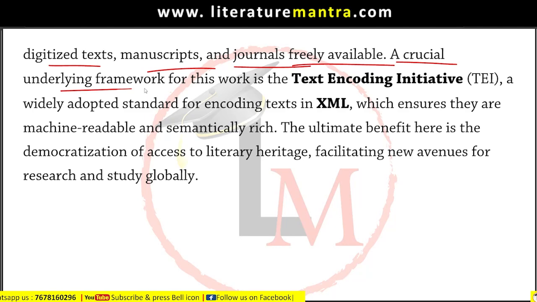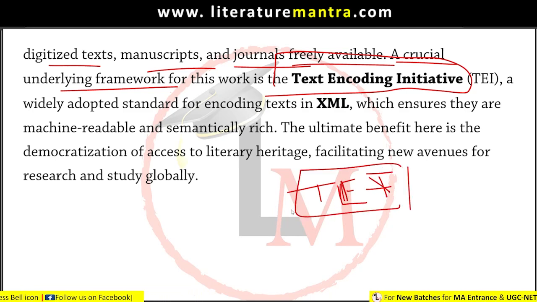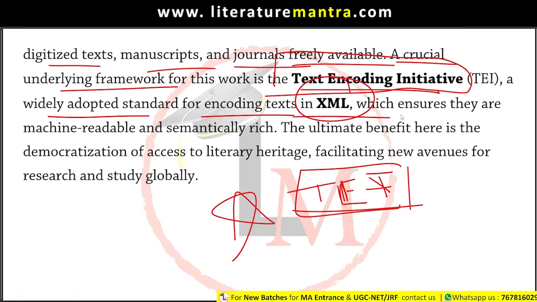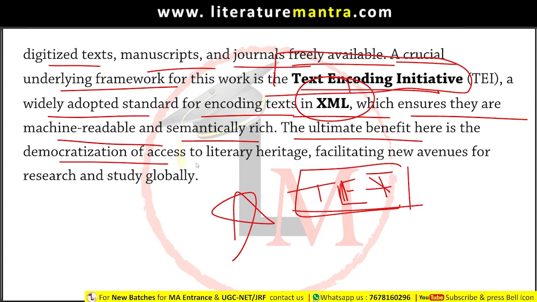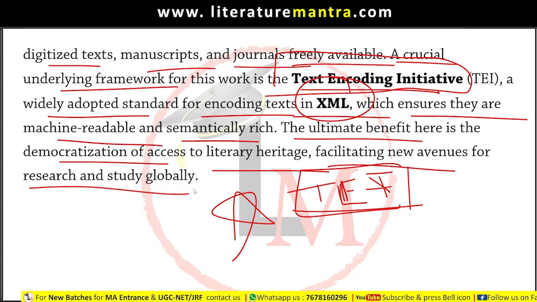A crucial underlying framework for this work is the Text Encoding Initiative. Now this is also important. ठीक है? जब आप डिजिटल ह्यूमैनिटीज पढ़ना तो इसको तो आप ढंग से पढ़ ही लेना. TEI कहते हैं. ठीक है? Text Encoding Initiative, a widely adopted standard for encoding texts in XML. XML क्या होता है? ये नीचे आप लिख के बताओ. Which ensures they are machine readable and semantically rich. The ultimate benefit here is the democratization of access to literary heritage, facilitating new avenues for research and study globally.